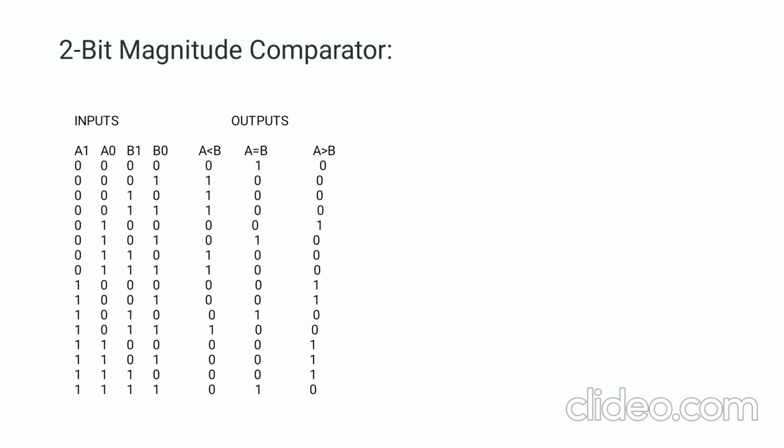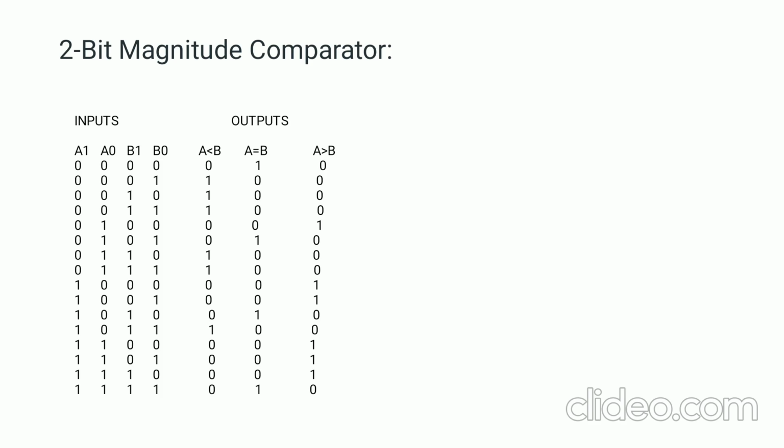In the next case 0 0 1 1, a has 0 and b represents the bit 3. So a represents the bit 0 and b represents the bit 3. So here also we'll have the same output 1. A less than b has 1. Why? Because a has only the value 0 and b has the value 3. So a less than b possesses the value 1. Remaining all the outputs have the value 0.